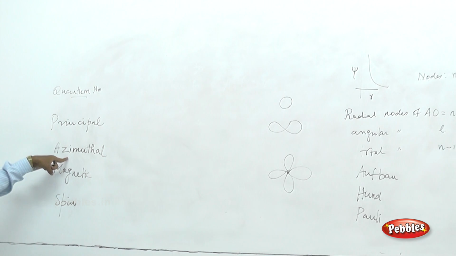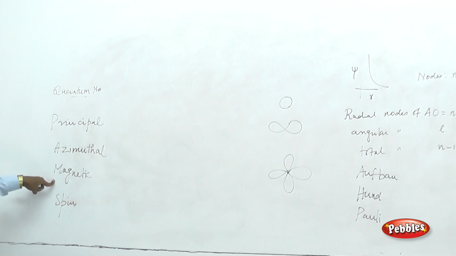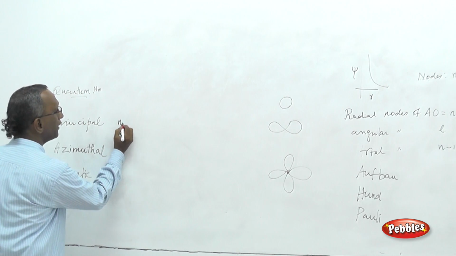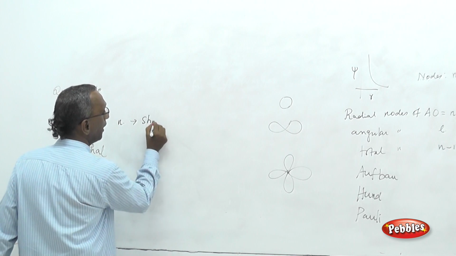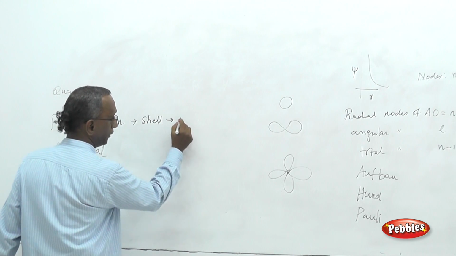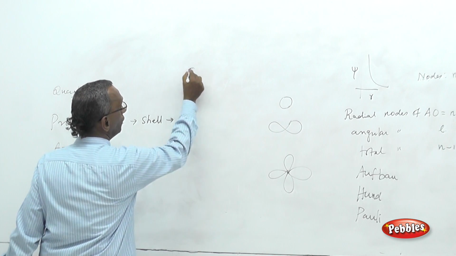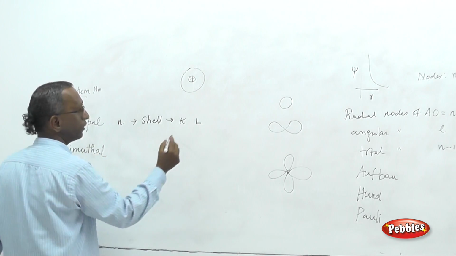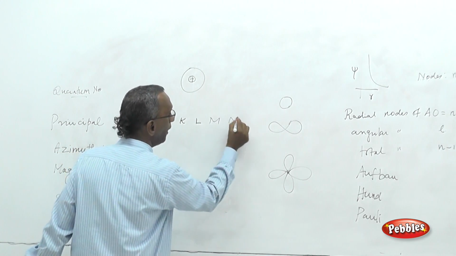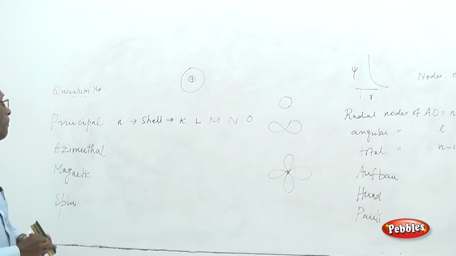Principal quantum number, this we have studied, we are revising. Principal quantum number, azimuthal quantum number, magnetic quantum number, and spin quantum number. Principal quantum number is denoted as n. It gives information about the shell in which the electrons are present. The shells are different orbits. The first orbit from the nucleus is called K shell. The next orbit from the nucleus is L, like that: K, L, M, N, O. Shells are represented as capital letters.